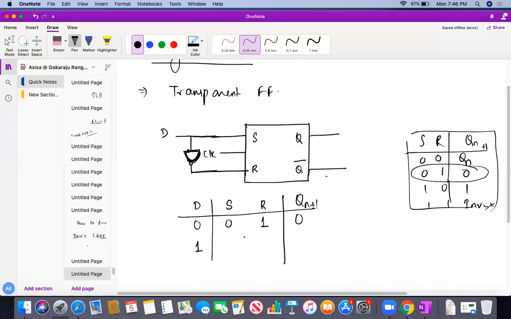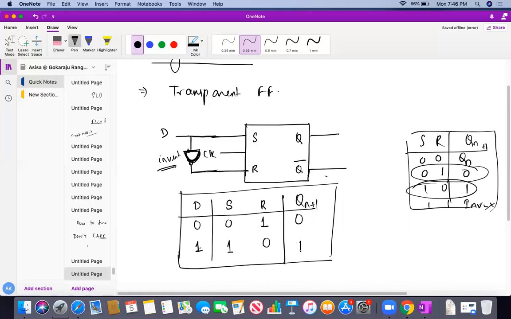If D is 1, what will I get? S is 1, R is 0, because there is an inverter, just like an inverter, nothing else. So this is 1, 0, and obviously 1, 0 means I will be getting 1. Do you all understand? This is the truth table of the D flip-flop.